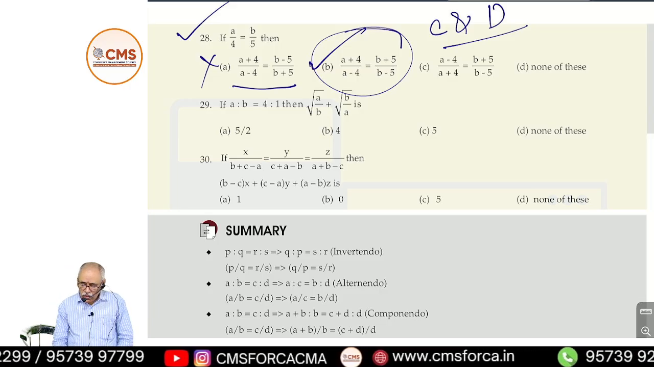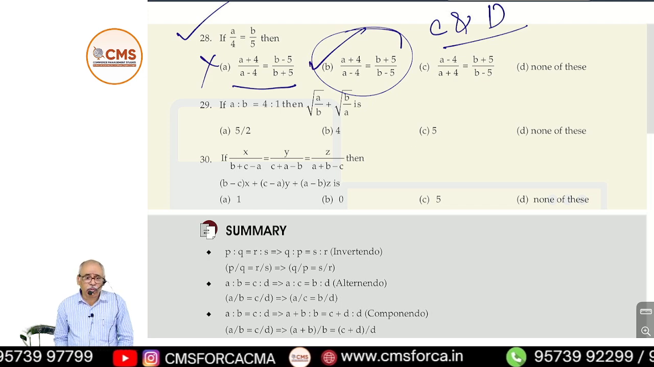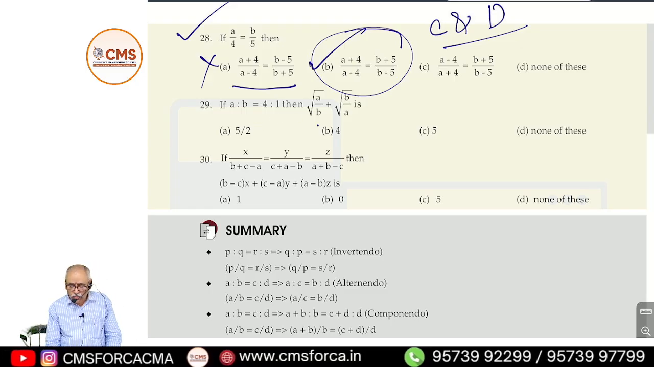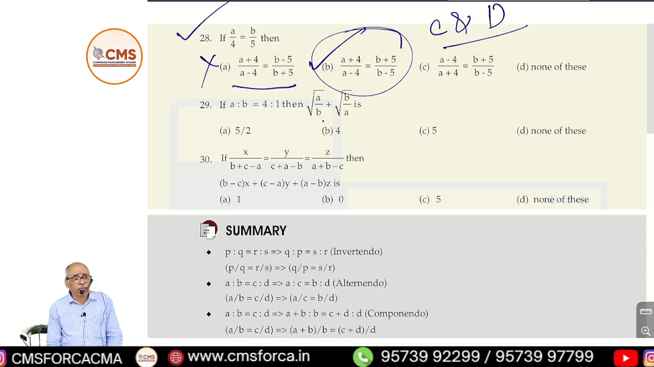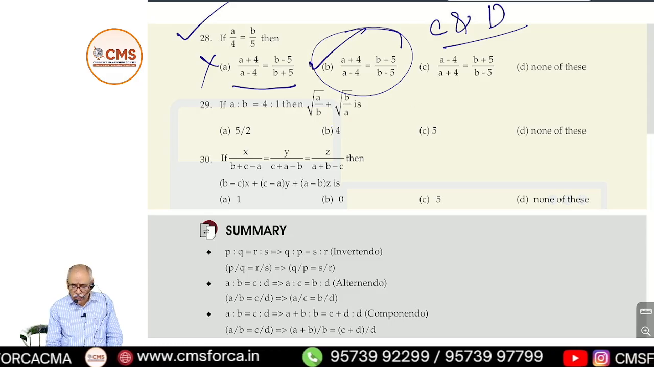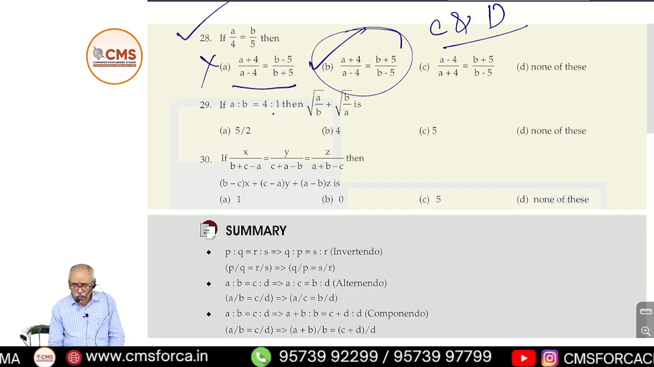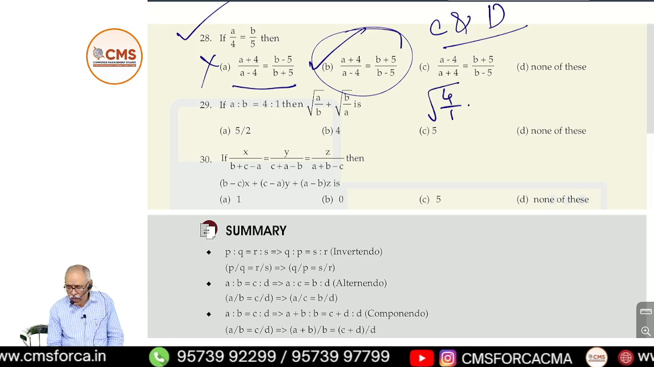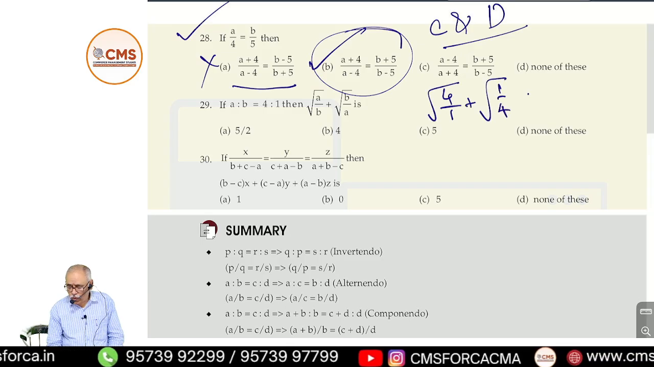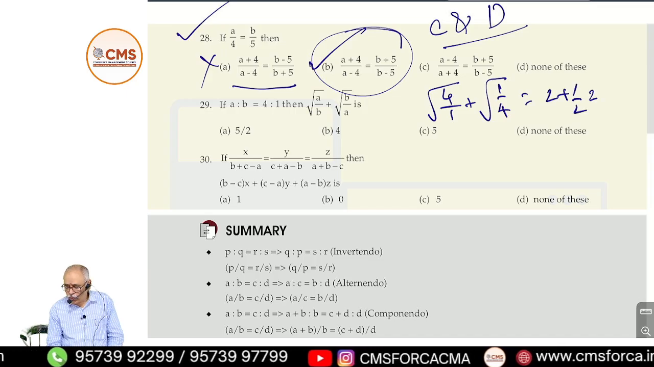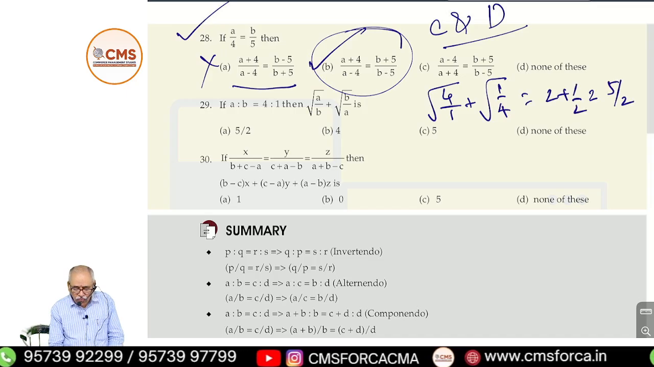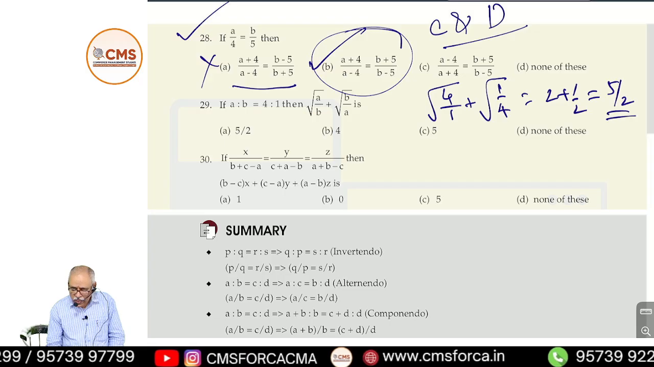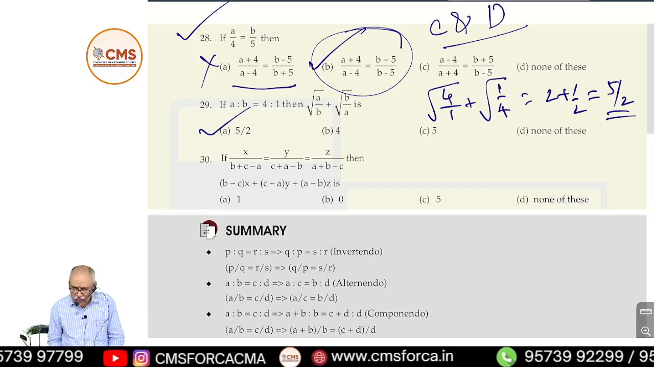Next one, 29, we will do here only. A is to B equal to 4 is to 1. Then square root of A by B plus square root of B by A. Substitute directly A value 4, B value 1. What you will get? Under root 4 by 1 plus under root 1 by 4. 2 plus 1 by 2. What is it? 5 by 2. So option A correct.